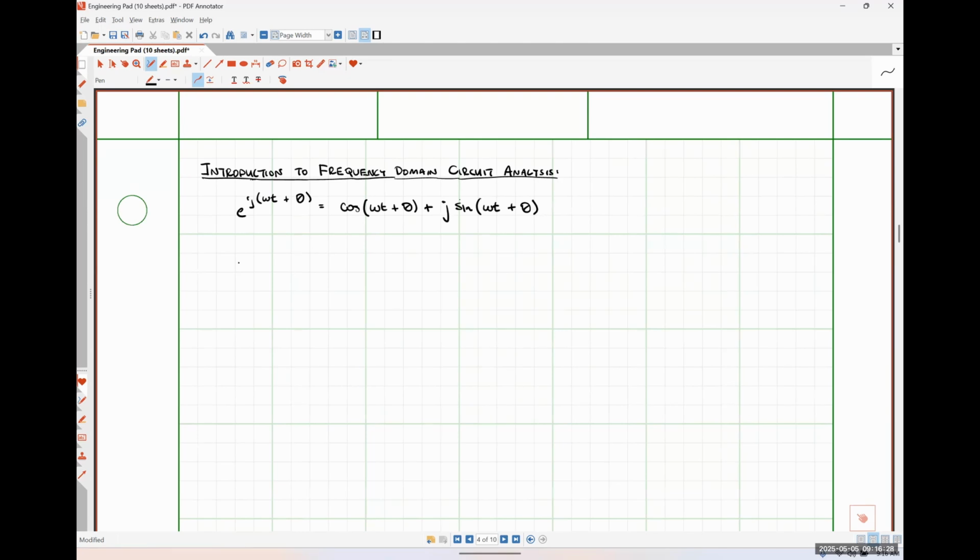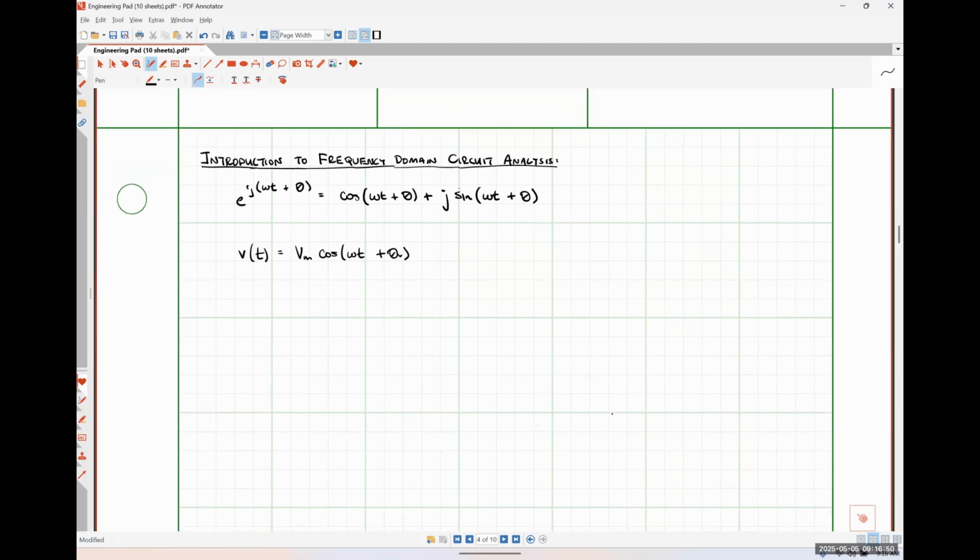So let's see how this applies to electrical engineering in particular, okay? So let's say that I have a voltage signal, V of t, is equal to Vm cosine omega t plus theta v. Okay? This is my generic time domain voltage. And I'm going to have some generic time domain current signal as well. Im cosine omega t plus theta i.